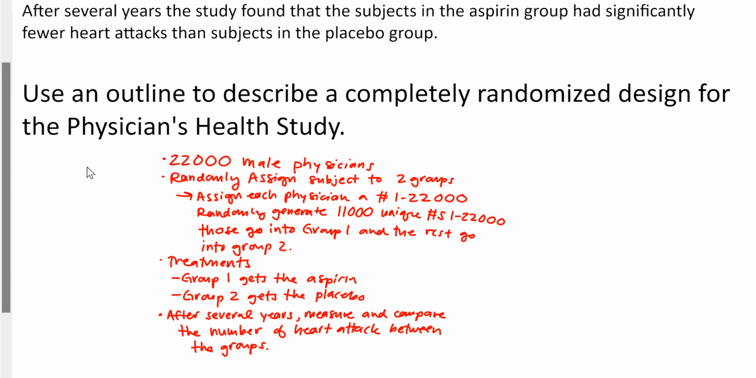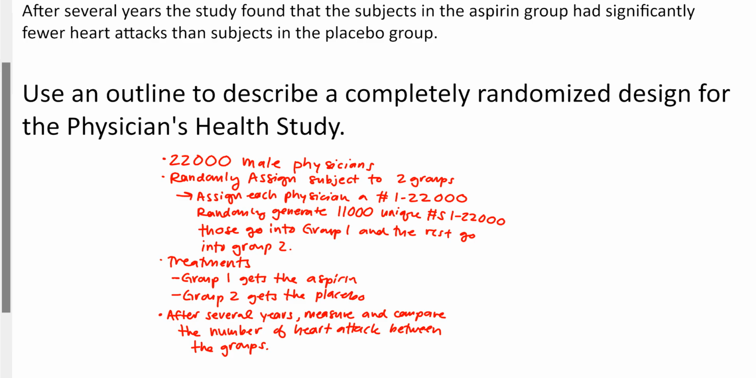Then I'm going to state my treatments. So group 1 gets the aspirin, group 2 gets the placebo. And then I'm going to say after several years, measure and compare the number of heart attacks between the groups. So I have all the pieces. I could put those into a sentence or into a paragraph too. We have 22,000 male physicians, and we're going to randomly assign them yada, yada, yada. We're going to do all this in a paragraph.